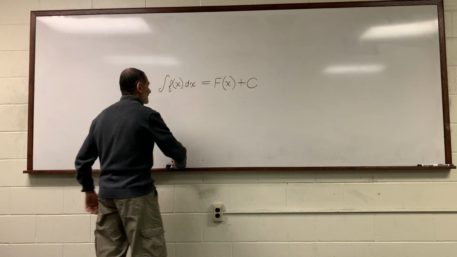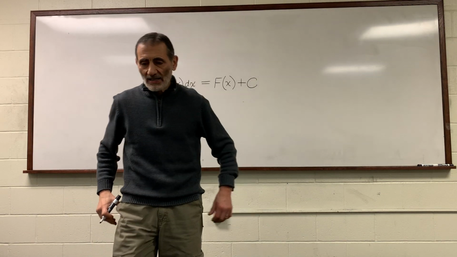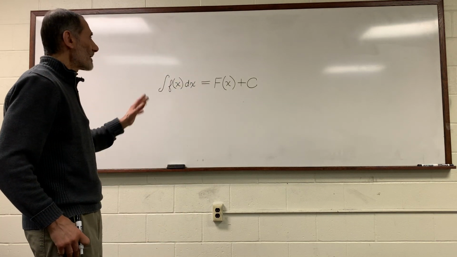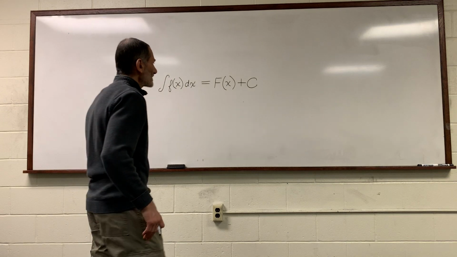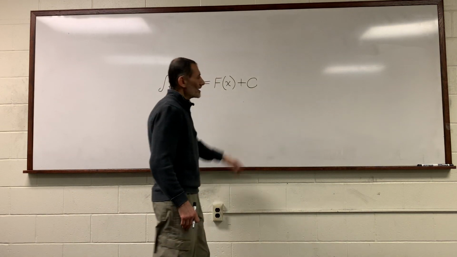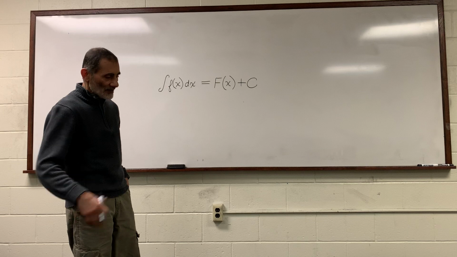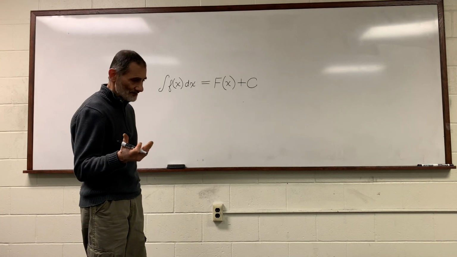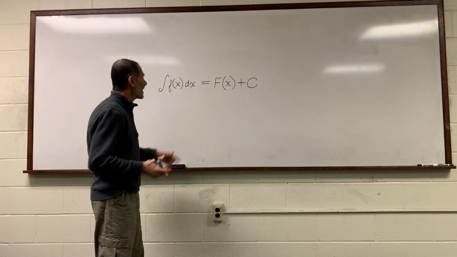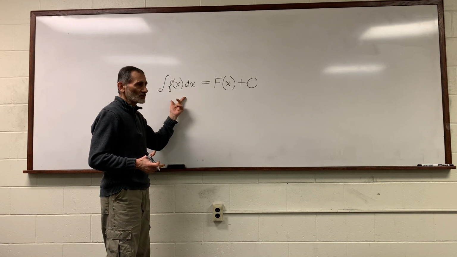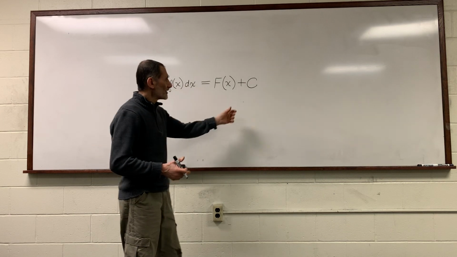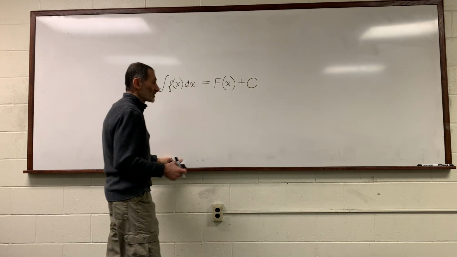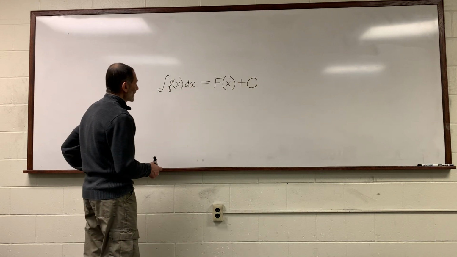Okay. There is something different here, something that has no analogy in differentiation, this plus c. Derivatives are unique. For any given function, there is one derivative. Antiderivatives are not. There are an infinite number of antiderivatives of this function. They differ only by a constant, c. Now let me explain before you start to feel confused.